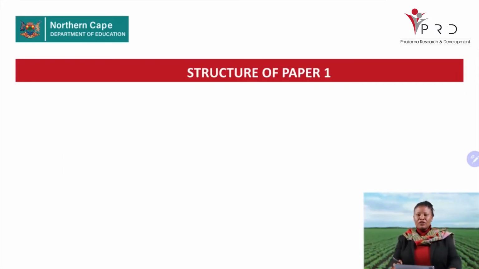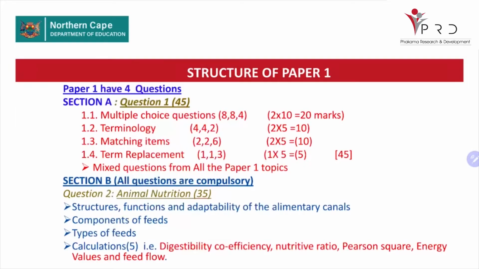So today our focus will only be on paper 1, what is expected. Paper 1, as I already indicated, has section A and section B, but let's find out what exactly to look at in your section A. Paper 1 in total has 4 questions. Section A has 4 sub-questions. So we have 1.1, which is out of 20 marks, as indicated, which is multiple choice questions.